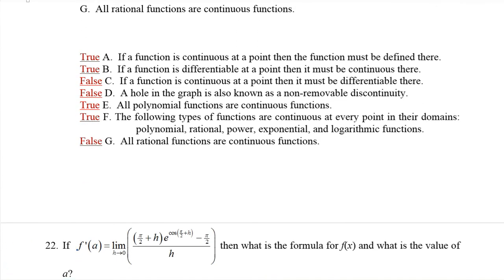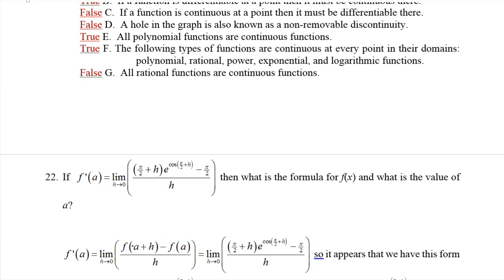Now here we have another question. f prime of a equals the limit as h goes to 0 of (pi over 2 plus h) times e to the cosine of (pi over 2 plus h) minus pi over 2, all over h. Does that look like a derivative definition in play? If it is, what would be the formula for f of x and the value of a in this scenario? See if you can figure that out. Press pause now.